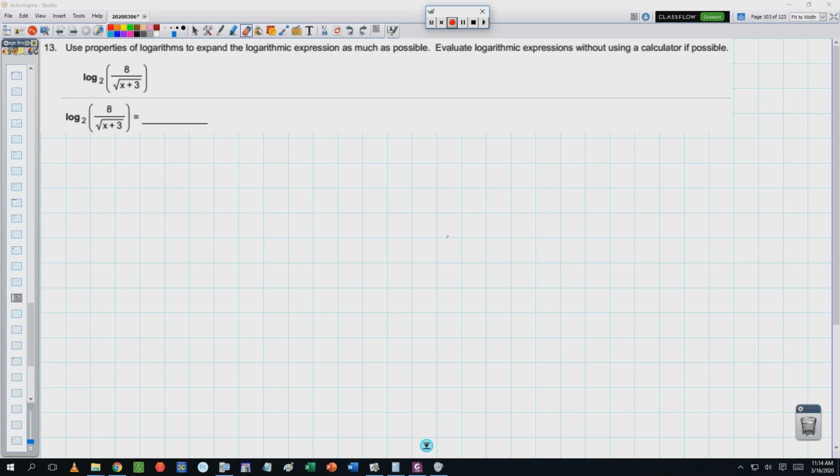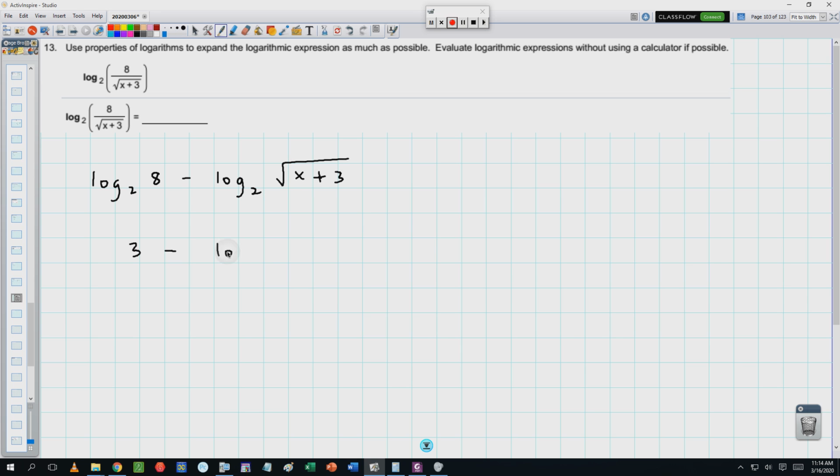Use properties of logarithms to expand the logarithmic expression as much as possible, and clean it up if you can. So we have a fraction here, so we can rewrite this fraction as two different logs that are being subtracted: the log of the numerator minus the log of the denominator. The log base 2 of 8, that is a 3, because 3 is the power that makes an 8, 2 into an 8.